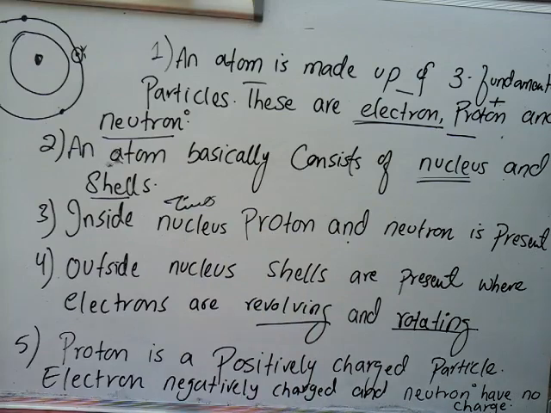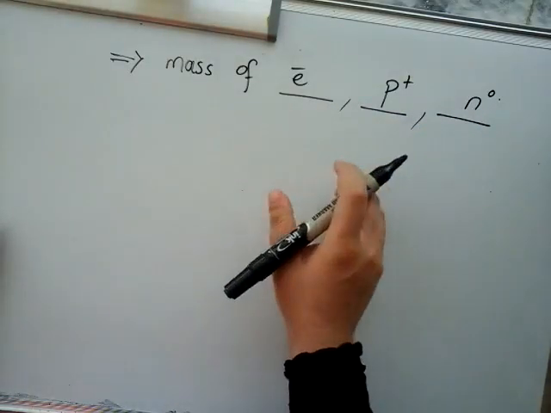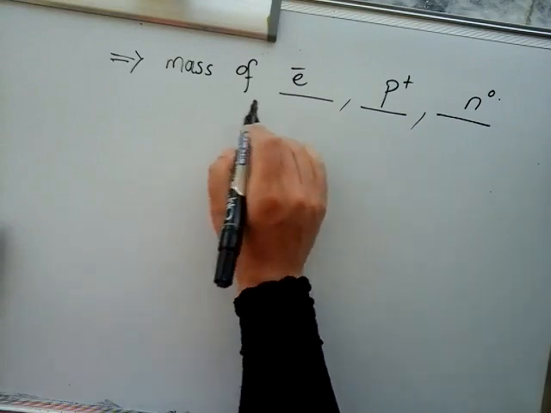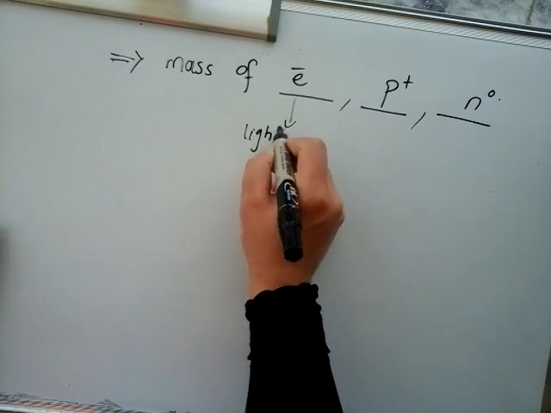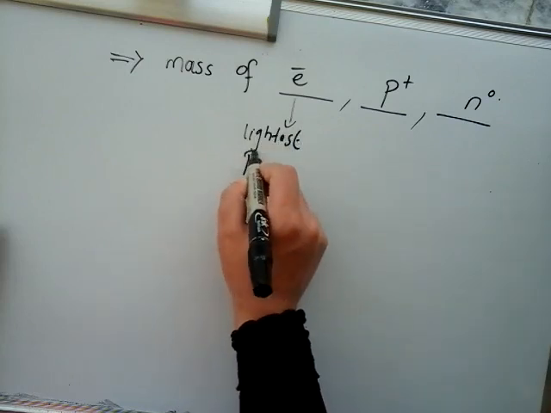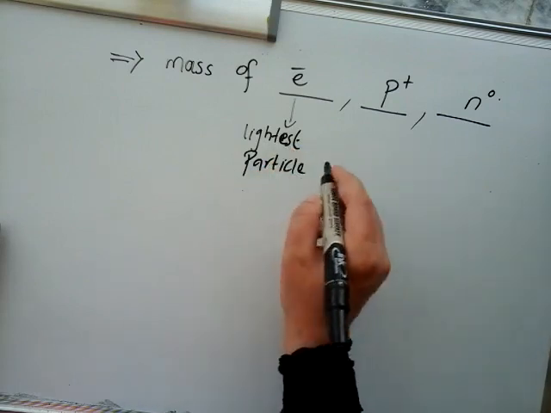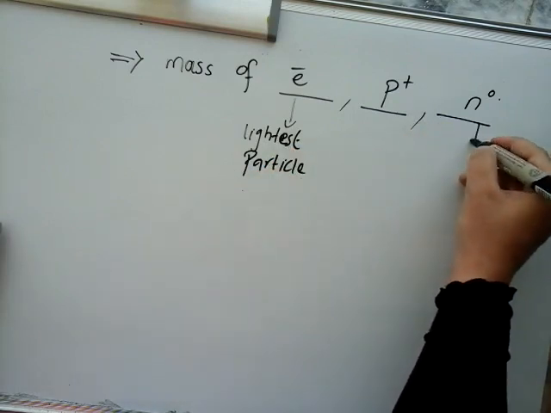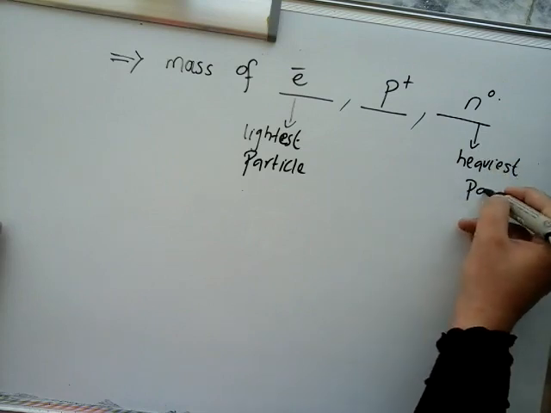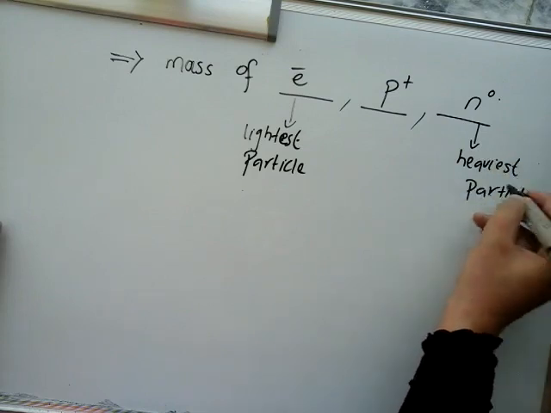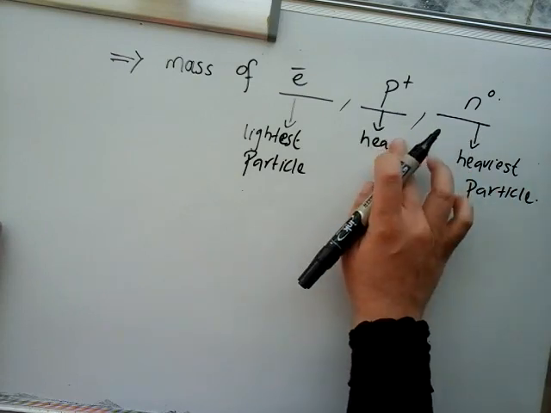Apart from these, you should also understand the mass of electron, proton and neutron. Among these three particles, the electron is the lightest particle. Its mass is very low, and the neutron is the heaviest particle. The proton is also a heavy particle.